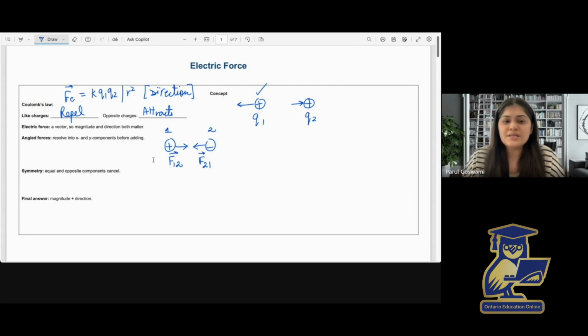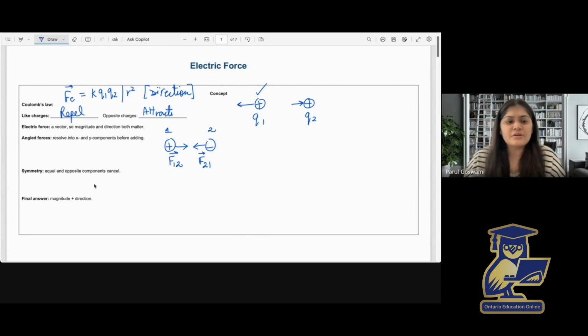Another concept is the angled force. Whenever we get an angled force, it's very important for us to resolve those forces into their horizontal and vertical components. Whenever a force is angled, we cannot simply add it directly to horizontal or vertical forces. We must first resolve the angled force into its components. This means that we split the force into Fx, the horizontal component, and Fy, the vertical component.